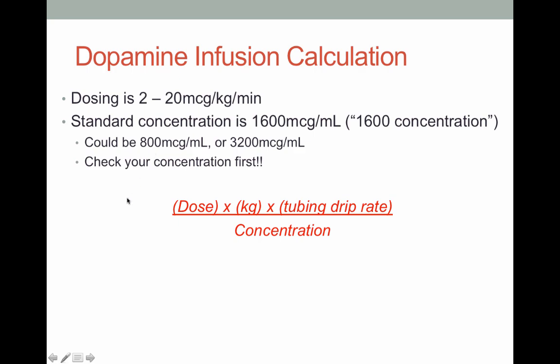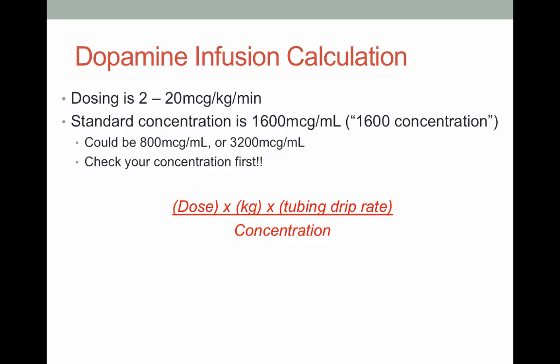To get our infusion rate, we're going to take the dose that we want to give. We're going to multiply that by our patient's weight in kilograms, multiply that again by our drop set, our tubing drip rate. And again, this is a medication, dopamine, a very vasoactive medication that we need to closely adjust and watch. So we're always going to be using that micro drop set, that's 60 drops per ml. This number, we're going to divide all that by the concentration in our bag.